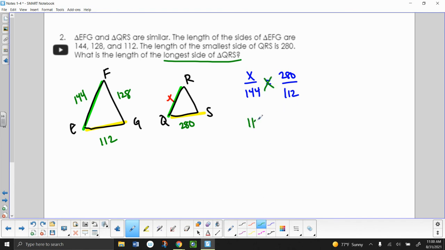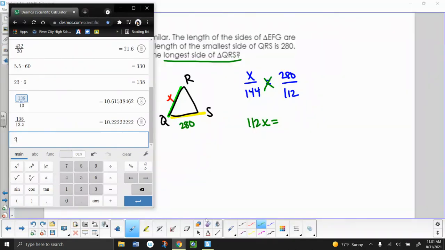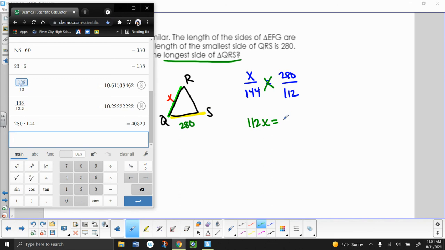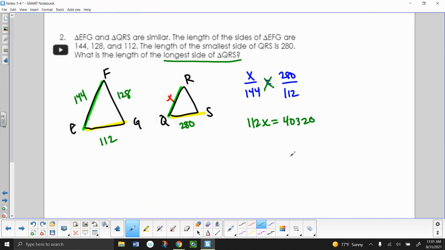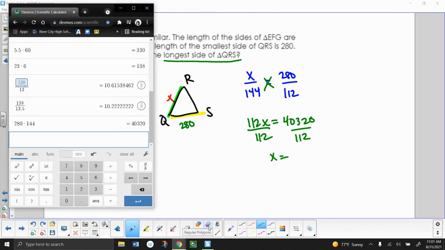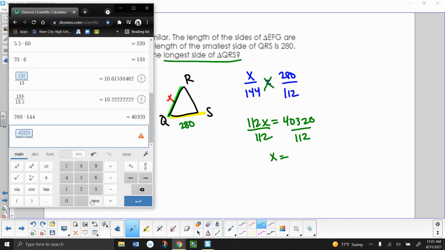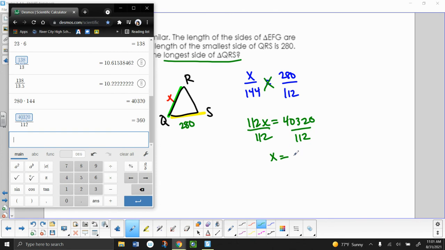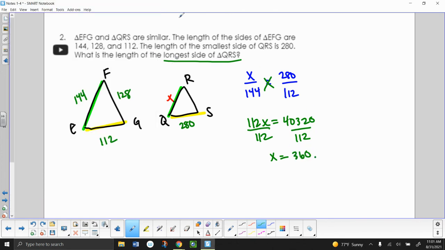So now we cross multiply. 112x equals, and then we're going to multiply 280 times 144, which is 40320, and then divide both sides by 112. We get 360. As a sentence, I'm going to say the longest side of triangle QRS is 360.